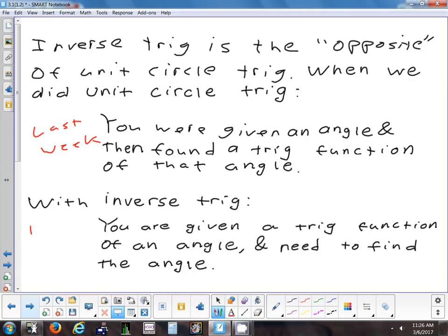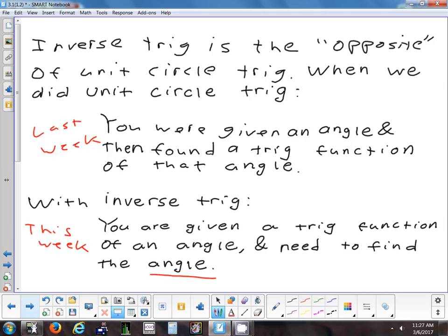Well, this week, this is what you do. This week, I am giving you what the answer would have been on last week's test. I'm giving you that answer, and you're working backwards to tell me the angle. So last week I told you the angle. This week you're telling me the angle. So it's just the opposite.